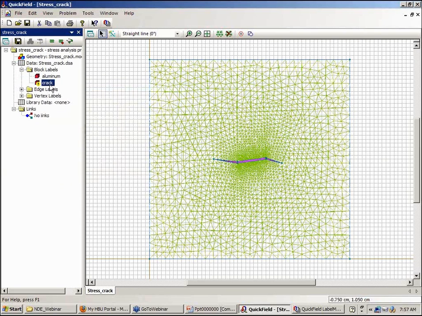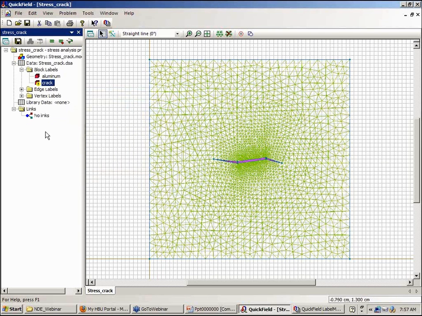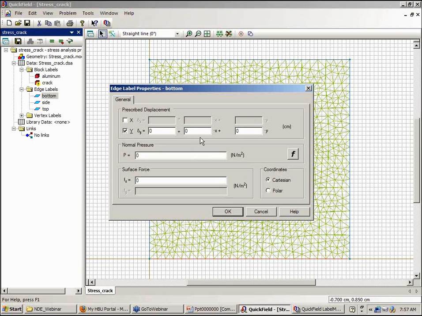The crack I'm simulating with a region with 0 Young's modulus. Now we have to label the edges, at least 2. The bottom edge, I'm assigning a 0 Y displacement, so it's as if this plate is clamped along the bottom edge, a 0 Y displacement. We could also assign the normal pressure and surface force. The side, I'm assigning 0 X displacement.